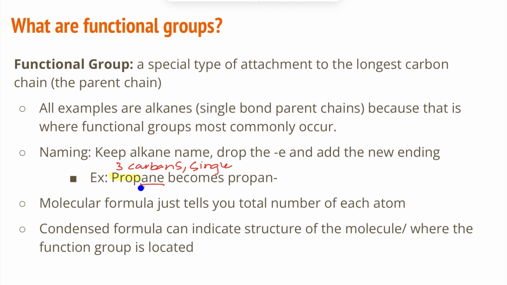So if we were looking at like propanoic acid or propanol or propanal, that ending is what is going to change. But we still are looking at what is our chain and how long is the chain. That part is still going to be in our name. And our condensed formula can indicate the structure of our molecule, where that functional group is located. And then our molecular formula just tells our total numbers of those atoms, not where specifically in that molecule that functional group is.